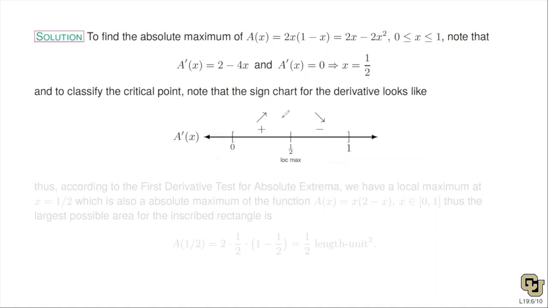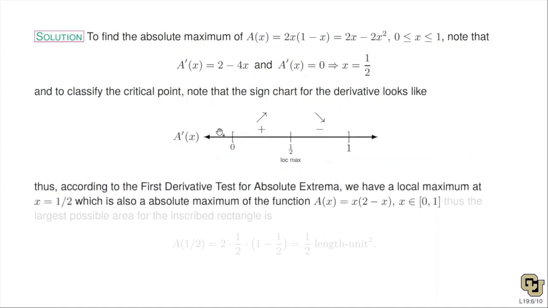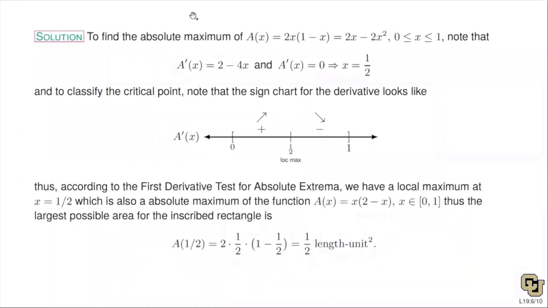So based on this geometry, we have a local max at 1/2, but obviously it has to also be an absolute max because there's no other option here. So we have a local max at 1/2, which gives us the absolute max of this function. And so the largest possible area, which is what the question originally asked for the inscribed rectangle, I'm going to take the 1/2 and plug this 1/2 into the area function. This time I'll get it right. Here we are actually plugging it into the original area function to find the absolute maximum area for the inscribed rectangle. So that's the whole procedure.